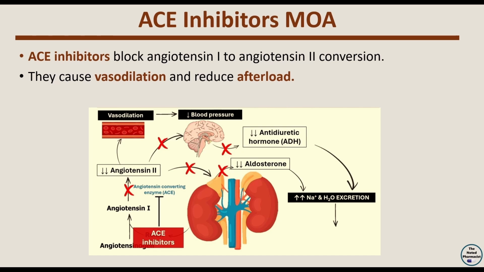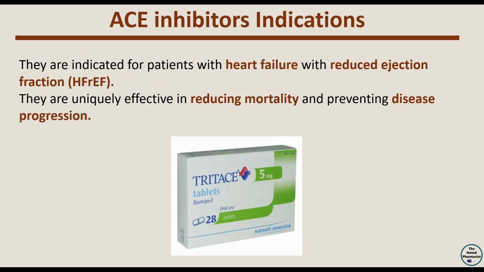cellular level. This leads to vasodilation, reduced afterload, and decreased aldosterone secretion, improving cardiac output and slowing the progression of heart failure. These drugs, for example ramipril, are indicated for patients with heart failure with reduced ejection fraction, HFrEF, and are uniquely effective in reducing mortality and preventing disease progression.